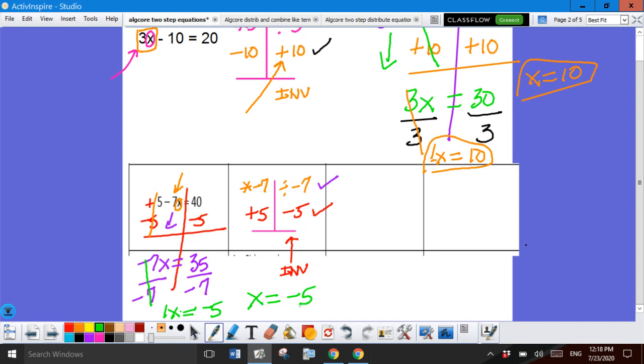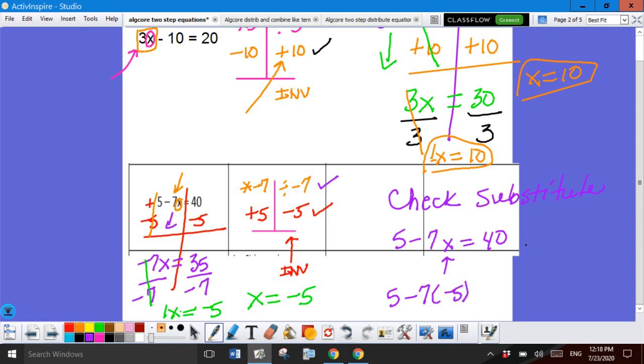Okay? Now, I can always check to make sure I did these right. So if I want to check a problem, I'm going to substitute. So I have 5 minus 7x equals 40. Where the x is, I am going to put what I came up with. So I have 7, then negative 5, and then I need to see if this equals 40. Well, this is a positive 35. So 5 plus 35 is 40. So I have 40 equals 40. So that is true. So I know that I am correct.